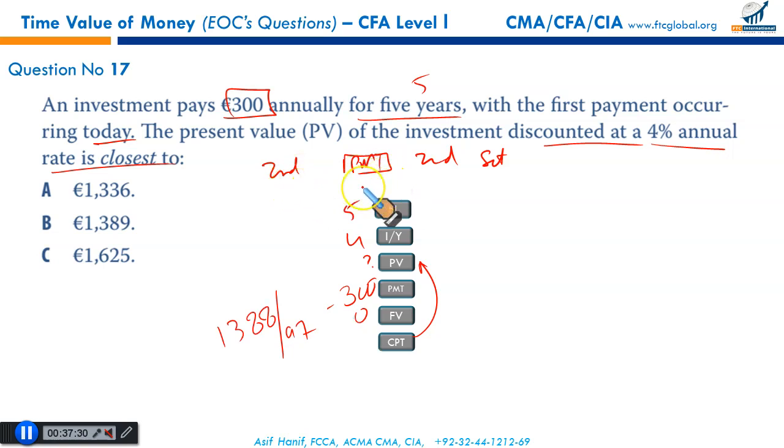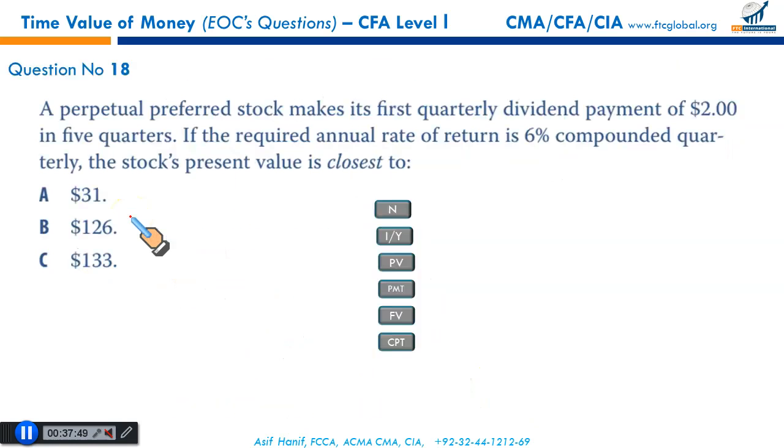And please do not forget to restore your calculator to the end mode, otherwise the subsequent questions will get messy. So you'll do the same thing, second PMT, second set. It will bring it from BGN mode to the end mode. So we got our result 1388 or 1389 rounded off. That gives B as the correct option.